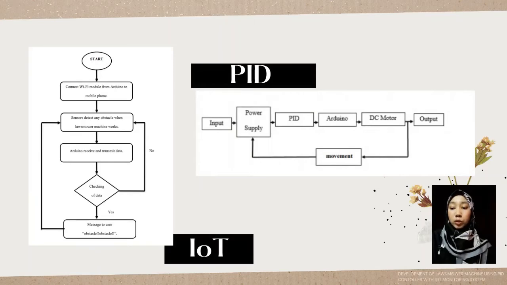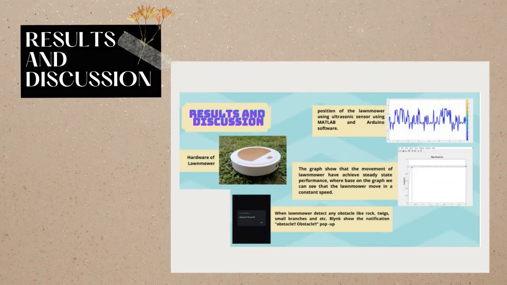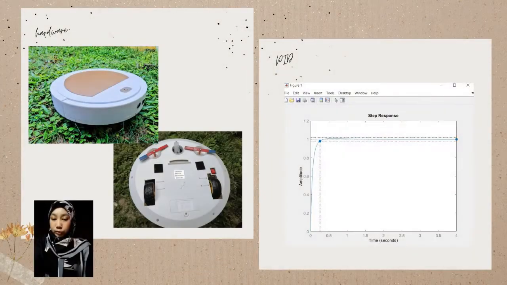Okay, next one is going to be a little bit detailed on the flow chart. So as you can see, the left one is for the IoT and the right side is for the... Okay, now let's move on to the result and discussion for the hardware construction, PID, ultrasonic and blink applications.